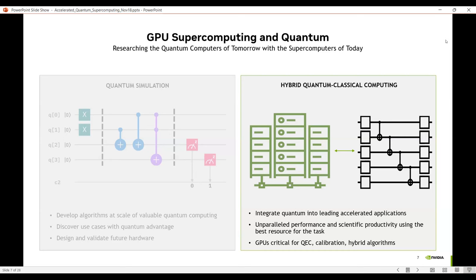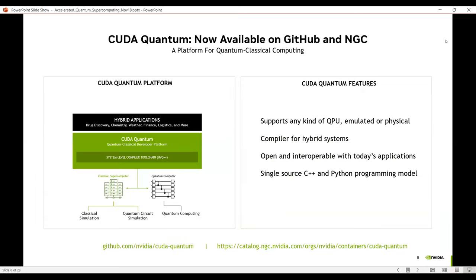So this hybrid quantum-classical computing is very much essential. Nowadays, we know VQE algorithm and other things run in hybrid mode, where part of it runs on classical and the remaining runs on quantum, right? So for that, this CUDA-Quantum is being developed. It supports any kind of QPU. Even right now it runs on simulators, on classical.